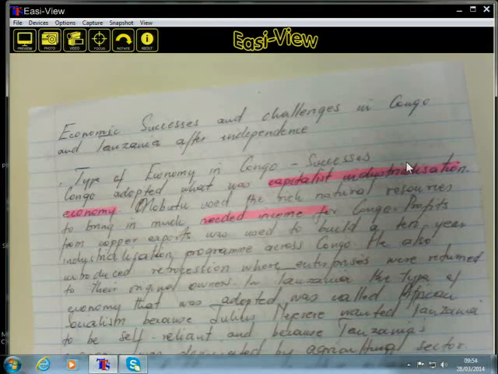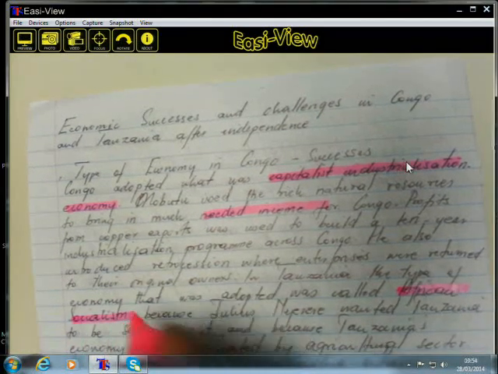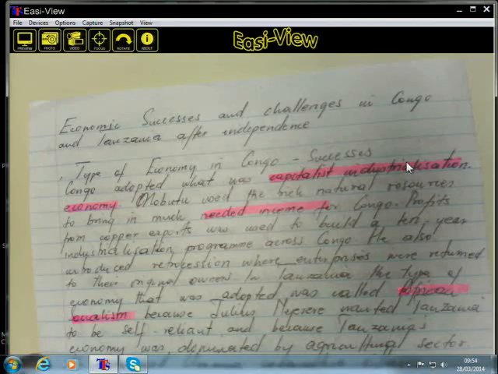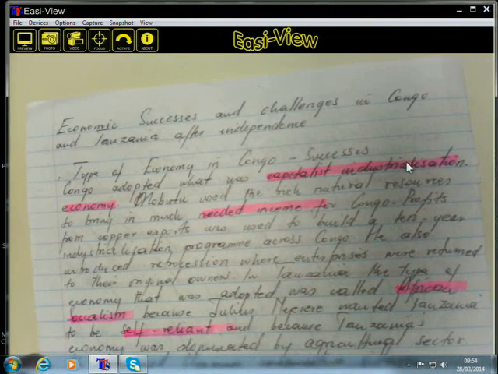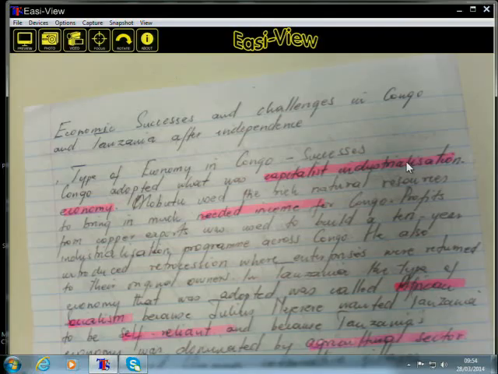Now we come to Tanzania. In Tanzania, the type of economy that was adopted was called African socialism, because Nyerere wanted Tanzania to be self-reliant, and because the economy of Tanzania was dominated by the agricultural sector. So those were the reasons why he introduced African socialism.